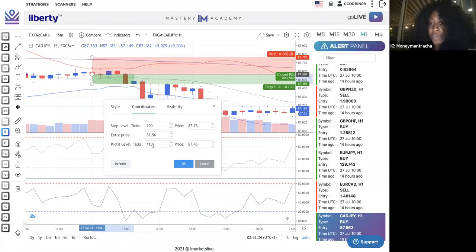Then we click on it and we can see that's 110 pips. That's about 11 pips. That's nothing. If you do $1 a pip, you could have made $11 in 15 minutes. If you do $2, you could have made $22 in 15 minutes and so on and so forth. That makes sense, y'all. Drop some sevens.